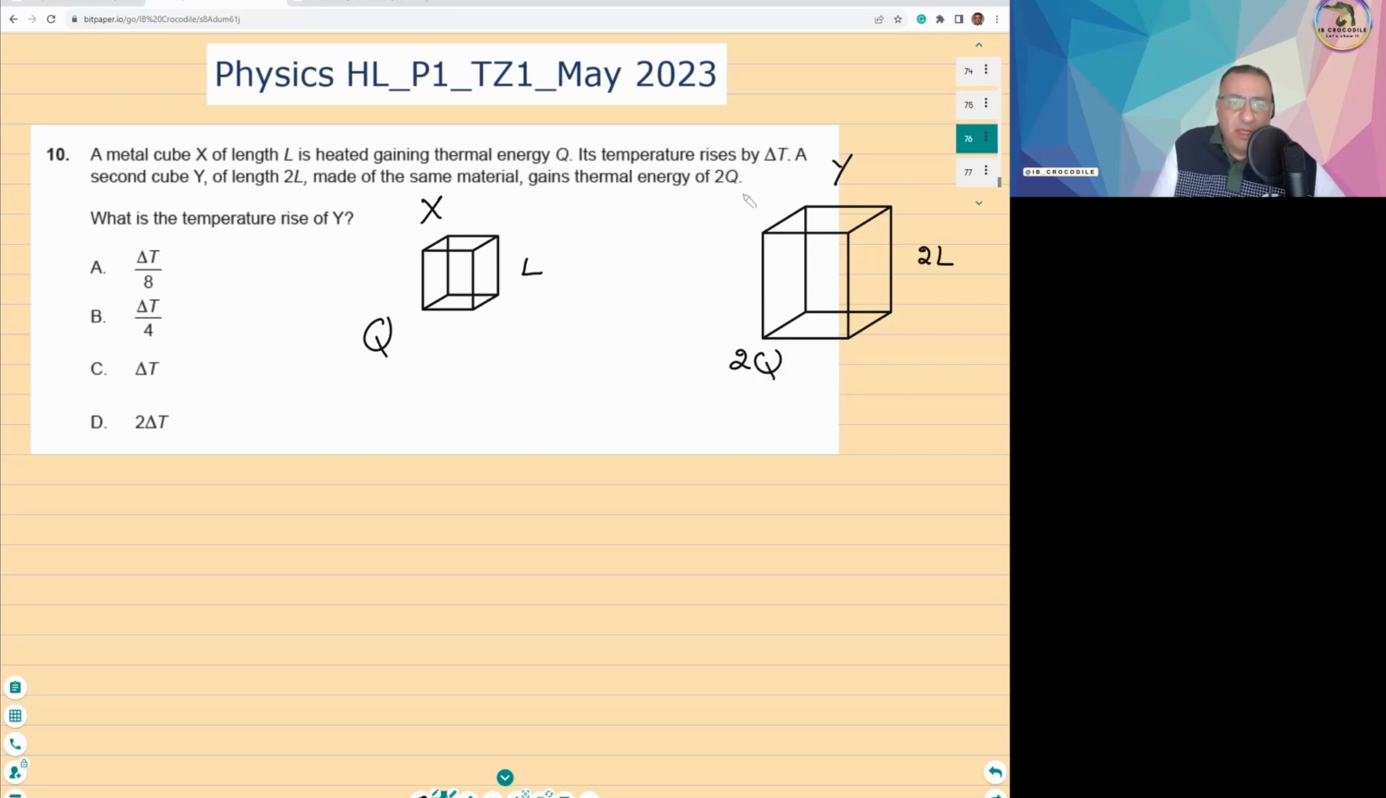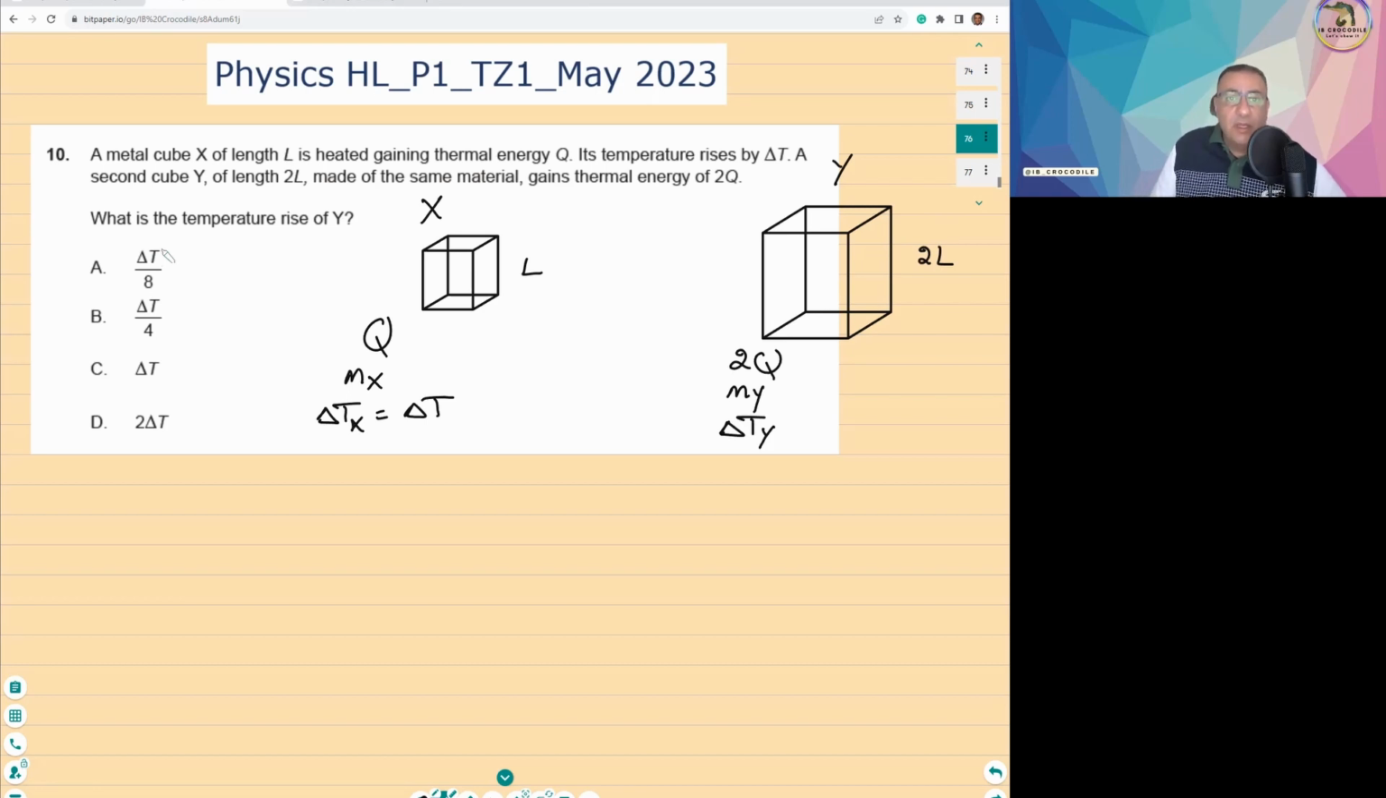And then we got the mass of X, and we need to find the relationship with the mass of Y. Now, the delta T for X, he called it delta T. And now we need to find the temperature rise of Y, which is delta T Y, obviously in terms of delta T sub X, or delta T for cube X.